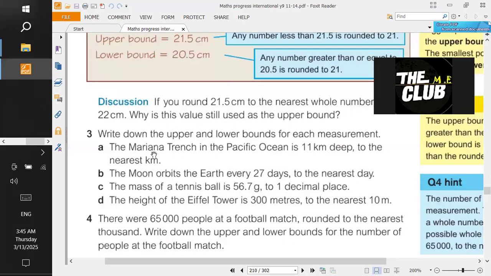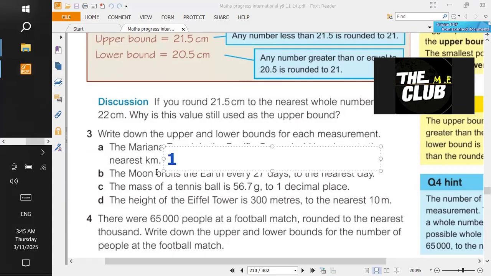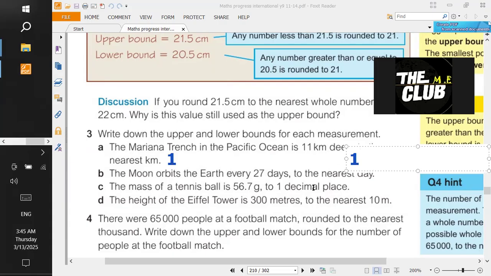So, for example, here, they gave us kilometers only. They didn't give us any number. It means the number that you're using is going to be 1. Okay? You use it, you do the steps, and you find the upper and lower bound. I'll explain the steps after I explain this, okay? Here, they wrote to the nearest day. This means it's 1 day, yes.